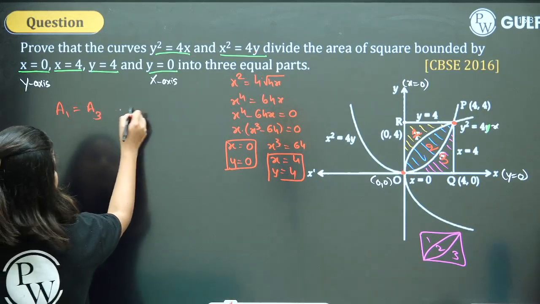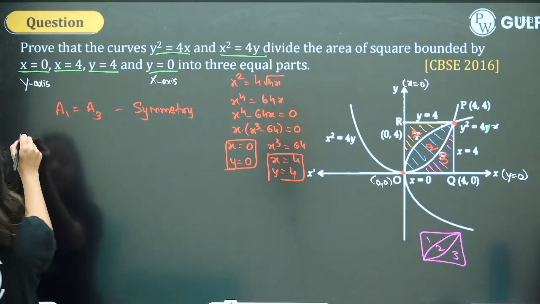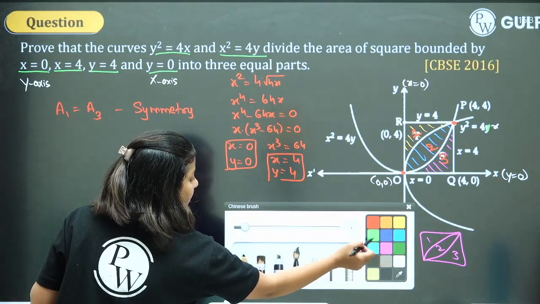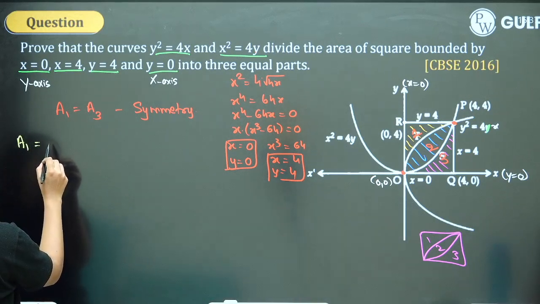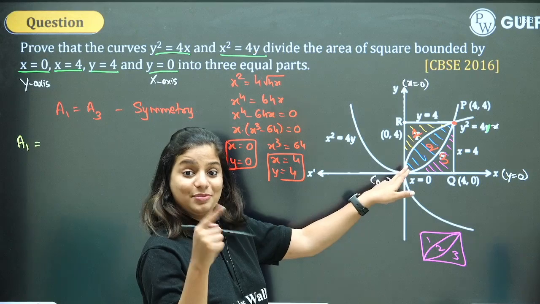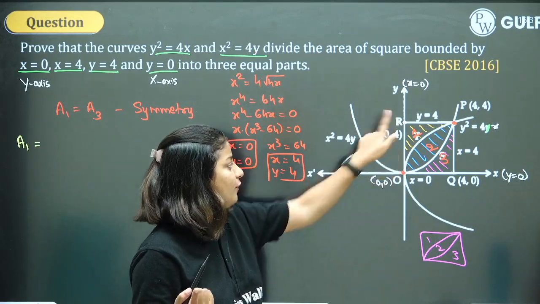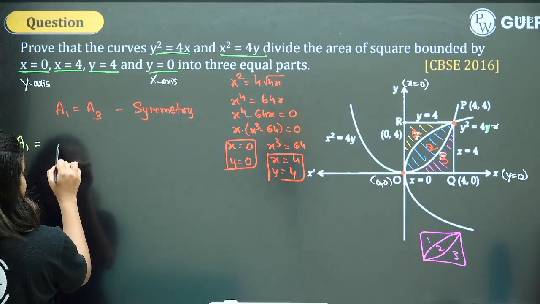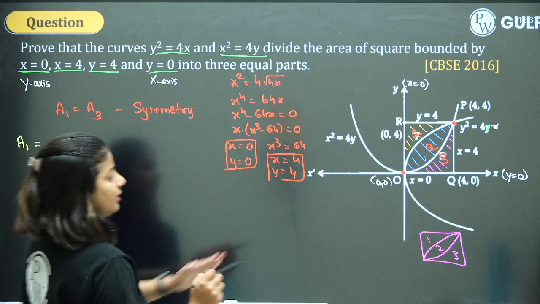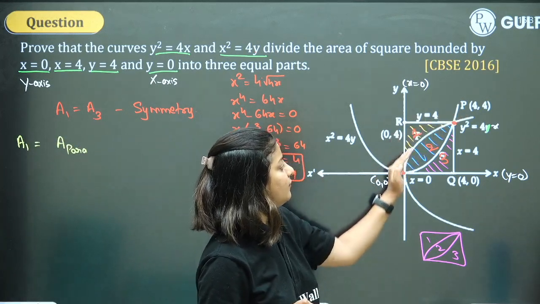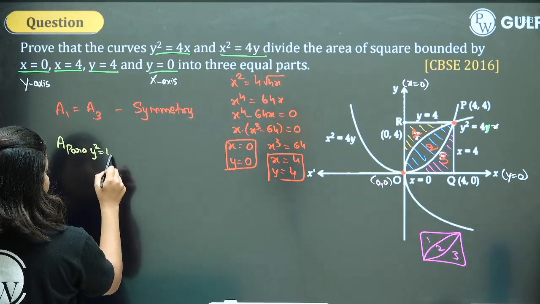A1 is equal to A3. We understand this by symmetry. So find any one area. Let's say if I find A1. How to find A1? Integrating with respect to y, so 0 to 4. It is area under the parabola. Which parabola? This parabola. And what is this parabola? y square equal to 4x.